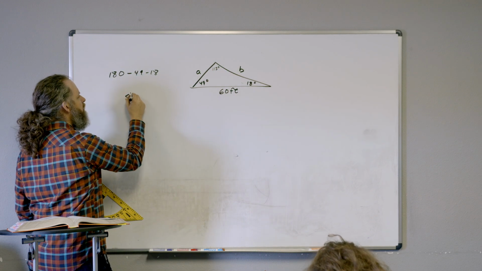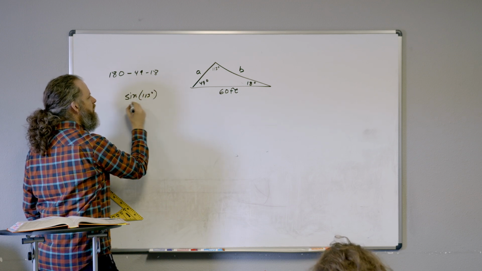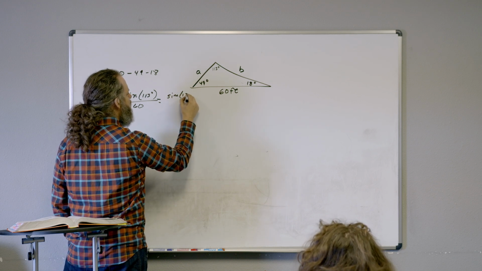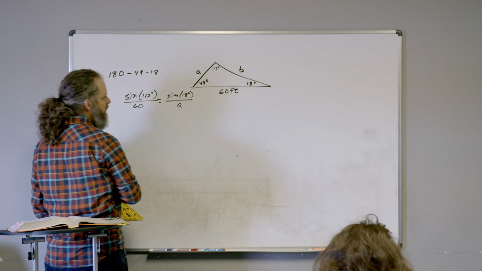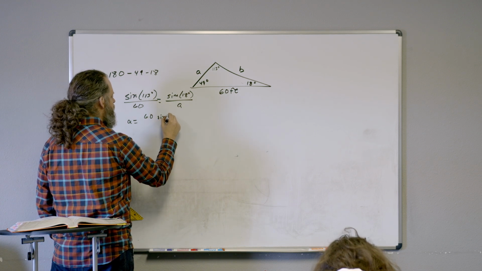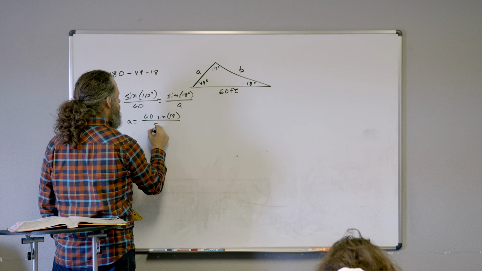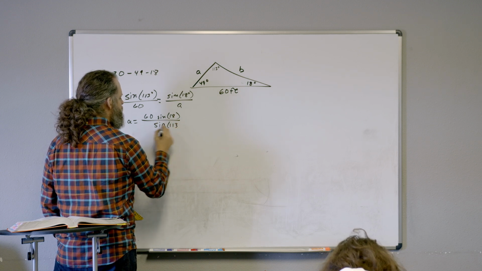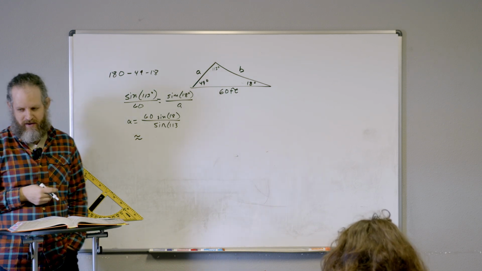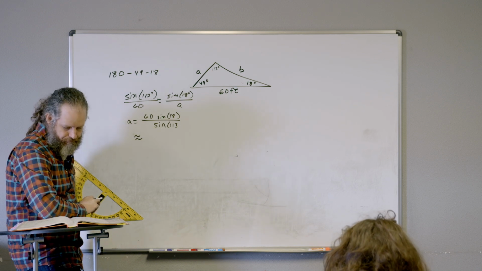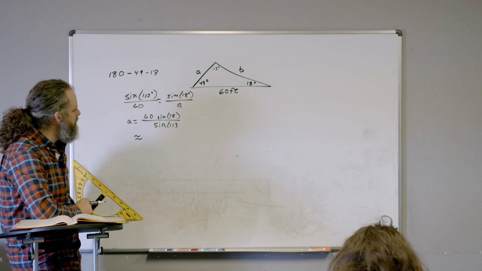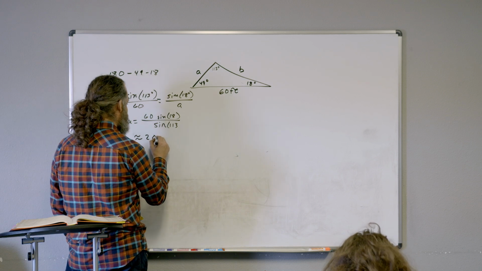So the sine of 113 degrees over 60 equals the sine of 18 degrees over A, right? So A equals 60 times the sine of 18 over the sine of 113. And we punch that in the calculator, what do we get? I should call this L and R. That would have made more sense, left and right. Oh well. 20.1 is what they're saying. Did we do it right? That's what I got. Okay. About 20.1 feet.